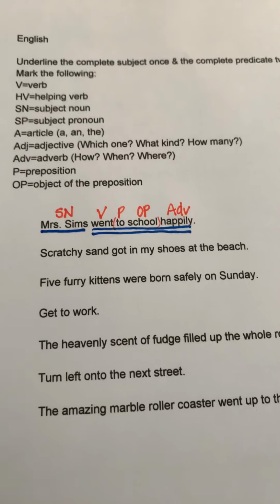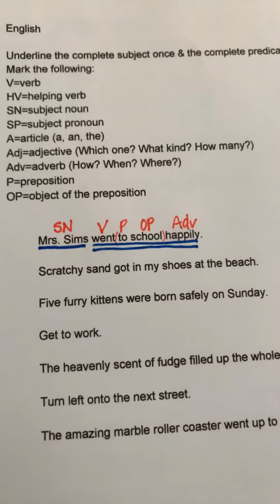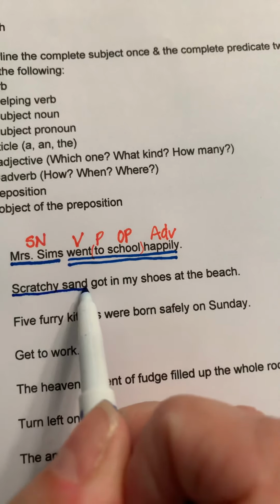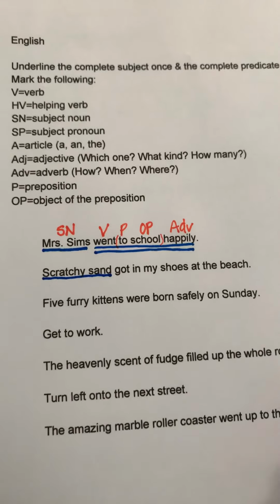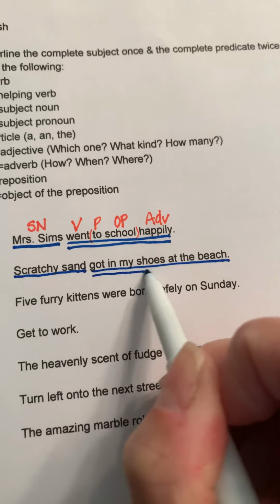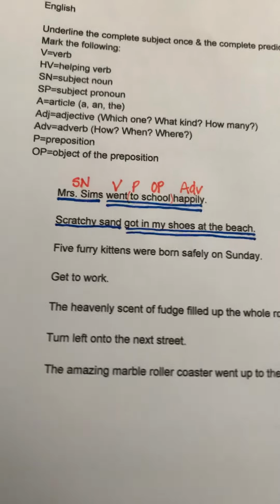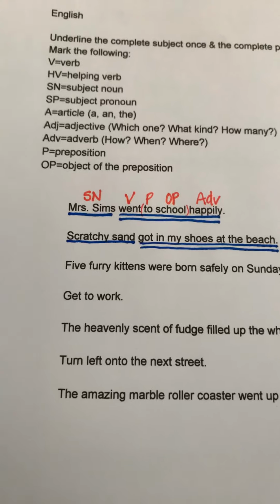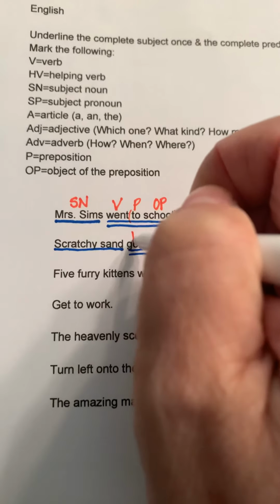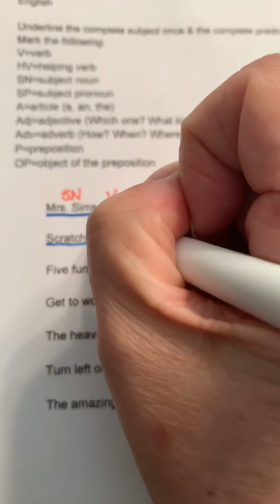Okay. Next, scratchy sand got in my shoes at the beach. Okay, who or what is this sentence about? Scratchy sand. And what is being said about scratchy sand? Got in my shoes at the beach. Complete subject and complete predicate. Okay, so let's look for our verb. What was being said about the sand? It got. So that's our verb.